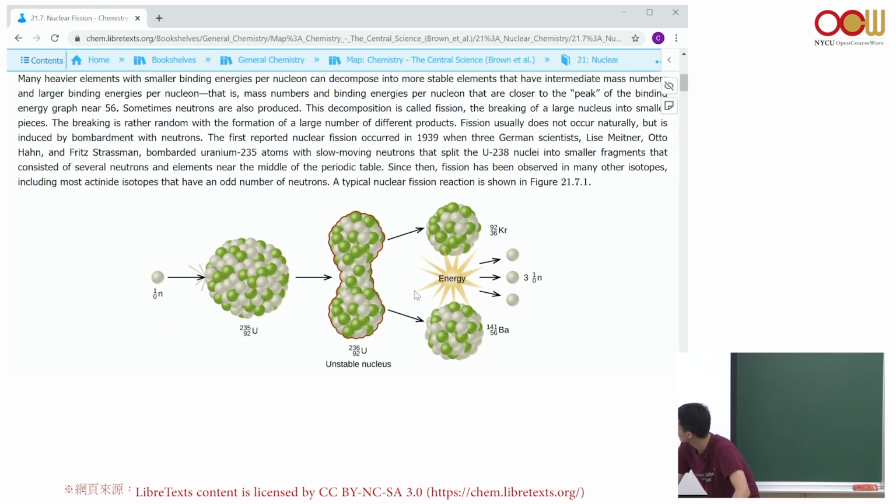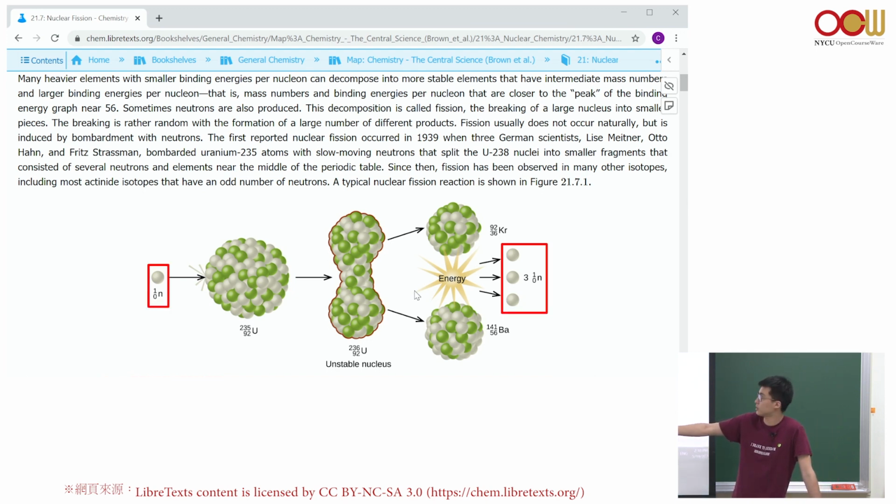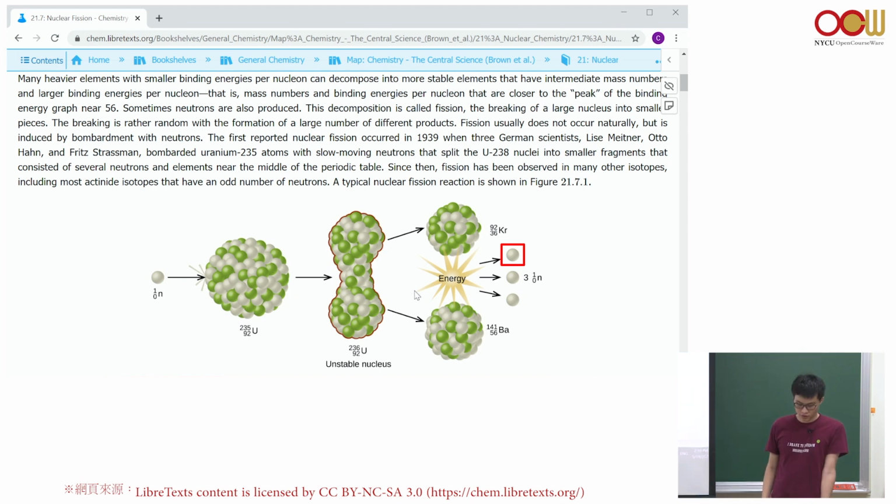So here's the picture. If you're able to generate a neutron, you shoot this neutron at a uranium-235 isotope. It will start the nuclear fission process, and we call this a chain reaction. Why? Because from one neutron, in the end you end up with 3 neutrons, and each of these neutrons will trigger 3 more neutrons from the fission process. That we call a chain reaction.